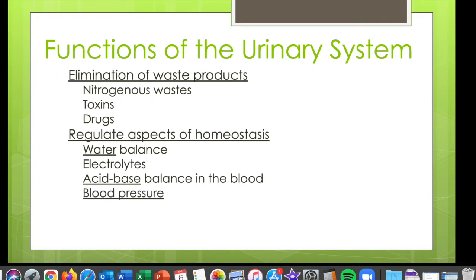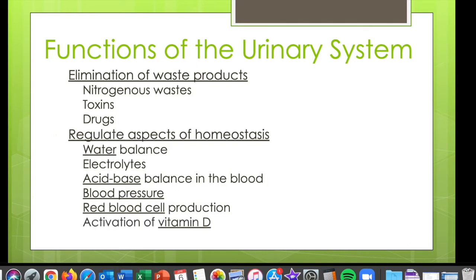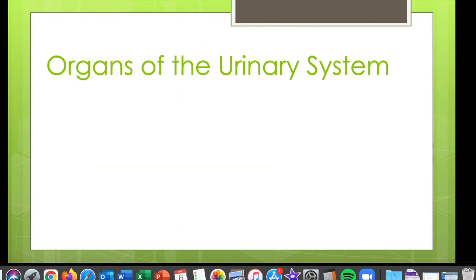It's also going to help to regulate blood pressure, again, because it's going to have an impact on your blood volume since it's going to filter or remove excess water from your body. It's also going to help with red blood cell production because our kidneys produce a hormone called erythropoietin that will trigger our bone marrow, our red bone marrow, to make red blood cells. It's also going to help to activate vitamin D, which we need to be able to use the calcium that's in our body.